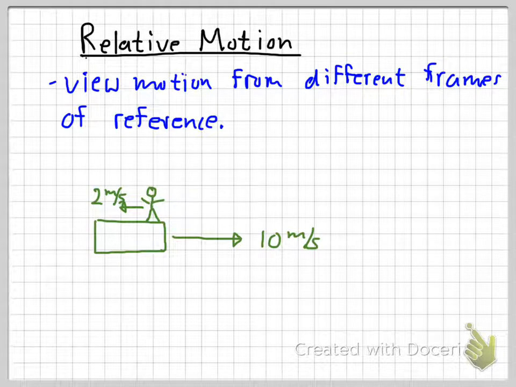In a different example, we have somebody on top of something that's moving. So maybe this is like a train and there's a person walking on the top. In this situation, draw a picture. Notice that the relative motion causes him to look like he's moving slower. So if you were asked to figure out the relative velocity of the person relative to the ground, in this situation you would subtract.